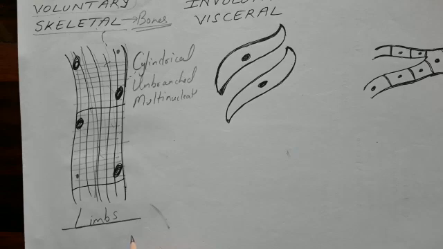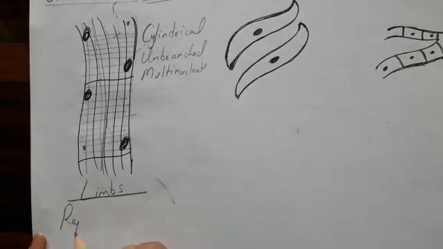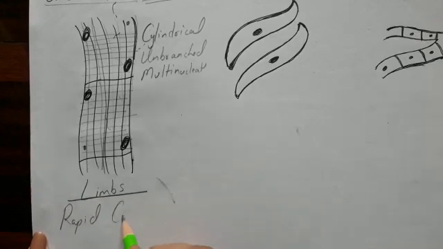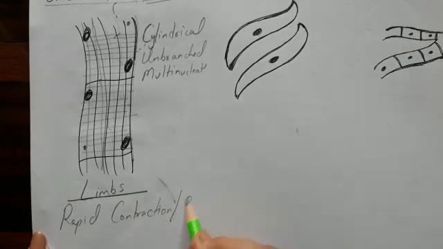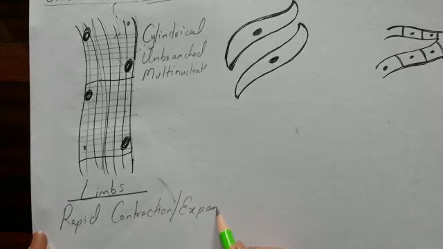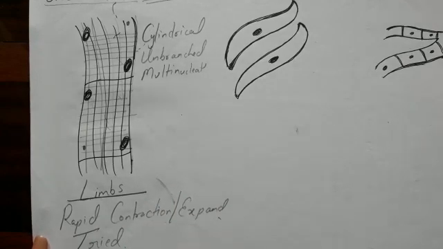So they are very strong muscles and they show rapid contraction and expansion. They very rapidly contract and expand, and due to that they also get tired. They need rest. When they work for some time, after that they get tired and need rest, and they help in providing locomotion to the body.